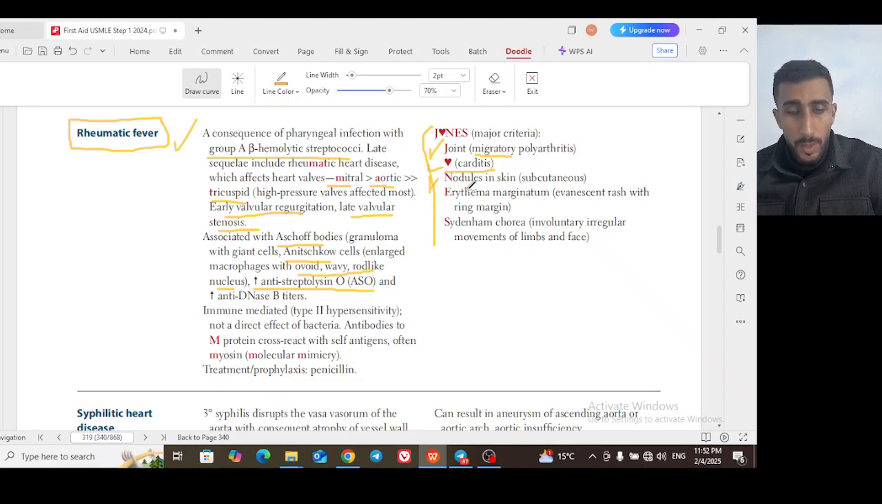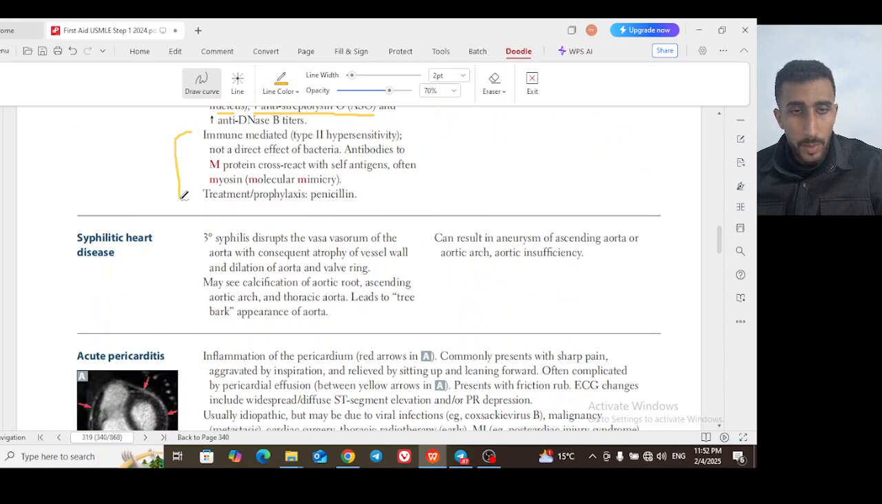And you also have to know the rest of the three. The subcutaneous nodules of the skin are also one of the criteria. So joint affection in the form of migratory arthritis, carditis, subcutaneous nodules, and also a kind of erythema called erythema marginatum, which is a kind of rash with a ring margin. Just know erythema marginatum and the Sydenham chorea. We will go through that in the neurology chapter, which for now means involuntary irregular movements of the limbs and the face, Sydenham chorea.